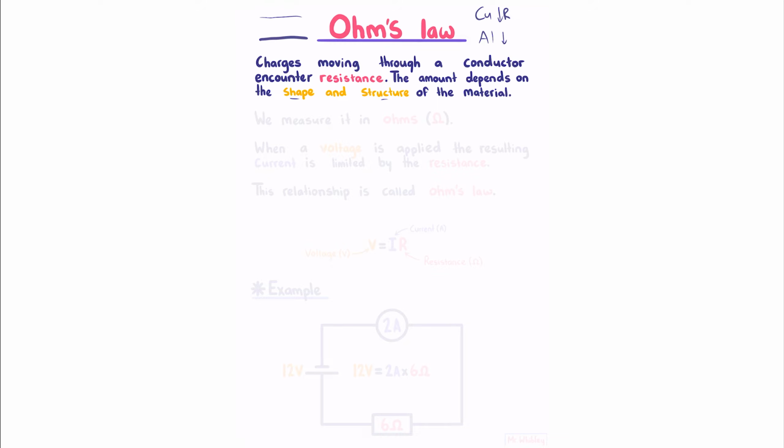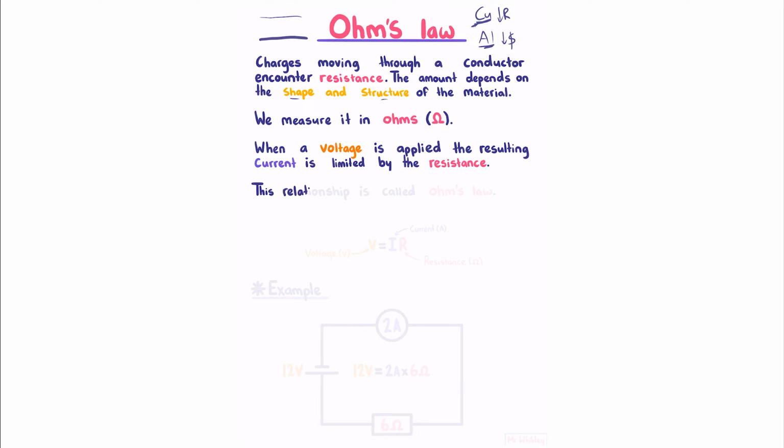However, aluminium is cheaper. For that reason, an expensive wire is likely to be made of copper, whereas a cheap wire is likely to be made of aluminium, sometimes with a copper coating to trick the consumer. We measure resistance in ohms, which has the symbol capital Omega. When a voltage is applied to a conductor, the resulting current is limited by the resistance. This relationship is called Ohm's law.